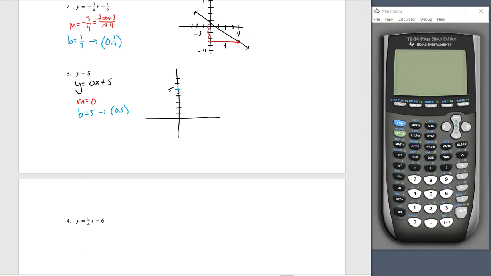Now my slope of 0 is going to tell me that I go, let me see, 0 over 1 is still good. So I go up 0. I'll go right 1. So I go up not at all. I'll go right 1. And yeah, you're right. I should put some labels down here.